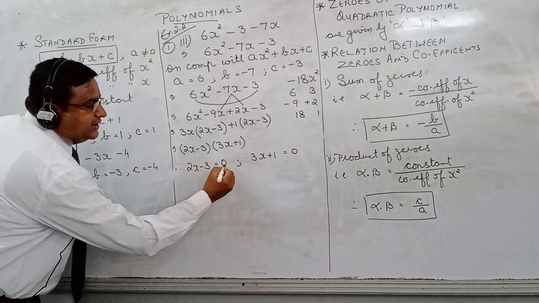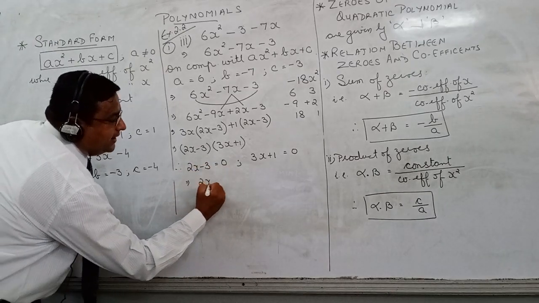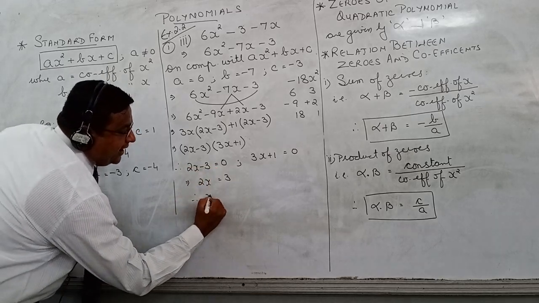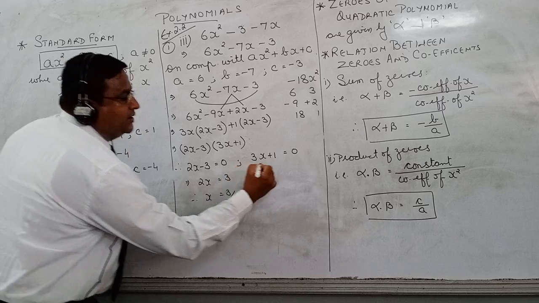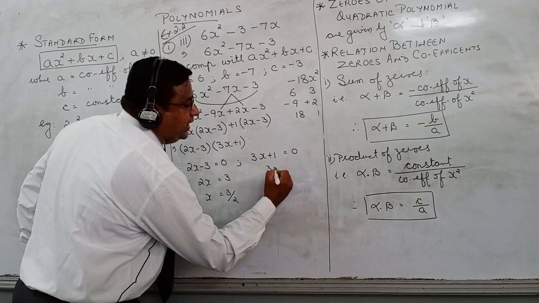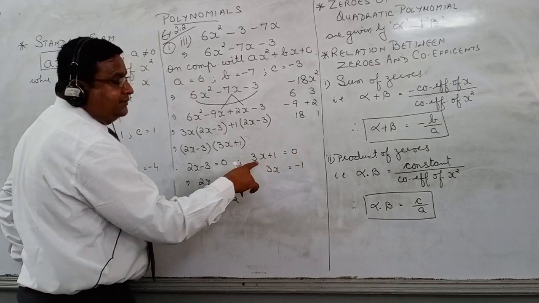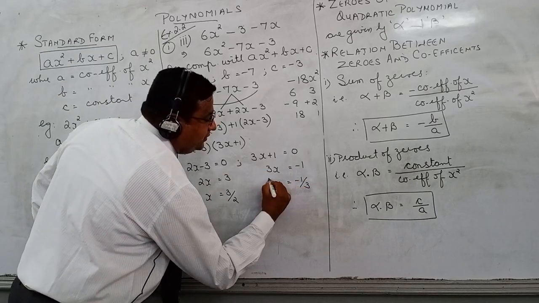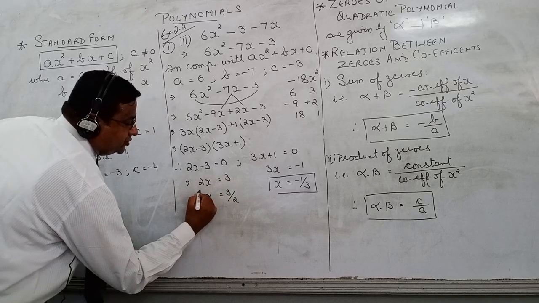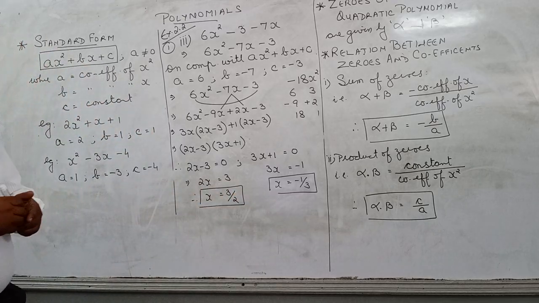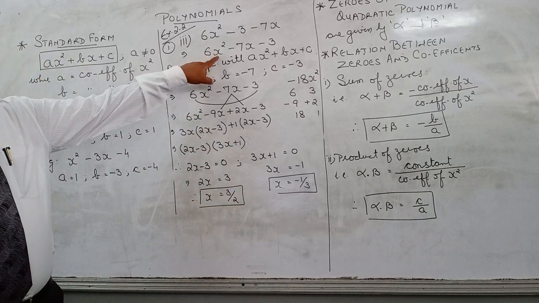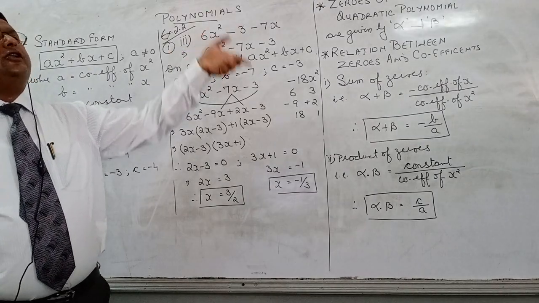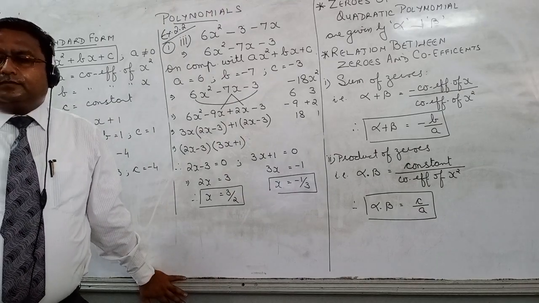Solve it. Minus 3 comes over here, plus 3. So 2x is equal to 3. 2 is in multiplication, goes in division. x is equal to 3 by 2. From here, plus 1 comes over here. So 3x is equal to minus 1. 3 is in multiplication, goes in division. So x is equal to minus 1 by 3. These are the two zeros. You can verify. When we substitute the value of x as 3 by 2 over here, the value will become 0. When we substitute minus 1 by 3 over here, then also the polynomial becomes 0.